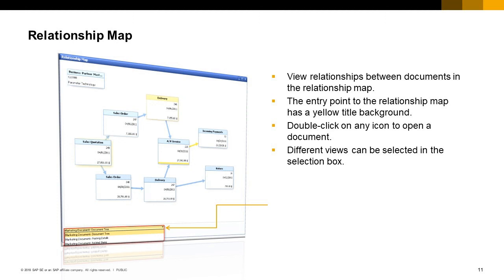From the relationship map, you can double-click on any icon to open a document within the chain to see the document details, addresses, payment terms, and so on. Different views can be selected in the selection box. You can view the documents, related journal entry postings, or items from the rows of the documents.